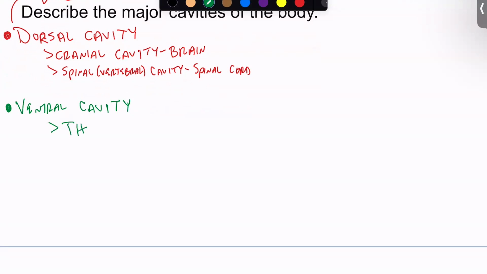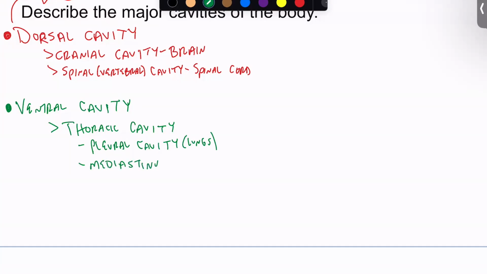You have your thoracic cavity. And your thoracic cavity, so you're going to be thinking your different pleural cavities. So you're going to be thinking your lungs. But then you also have your mediastinum. And so that's going to be things like your heart, trachea, your esophagus fits in there. It's all things that are kind of in the ventral or more anterior part of your body.